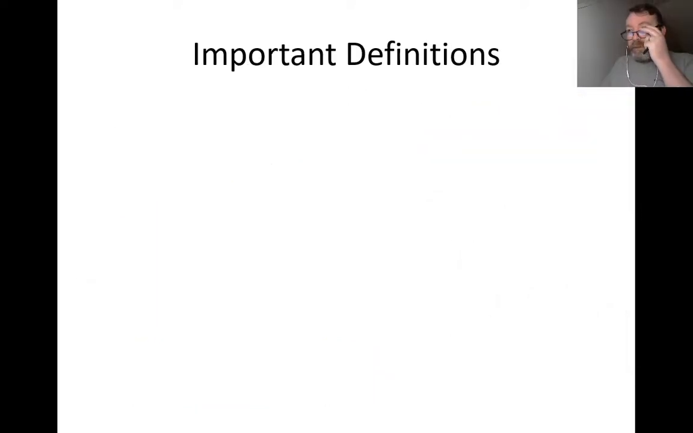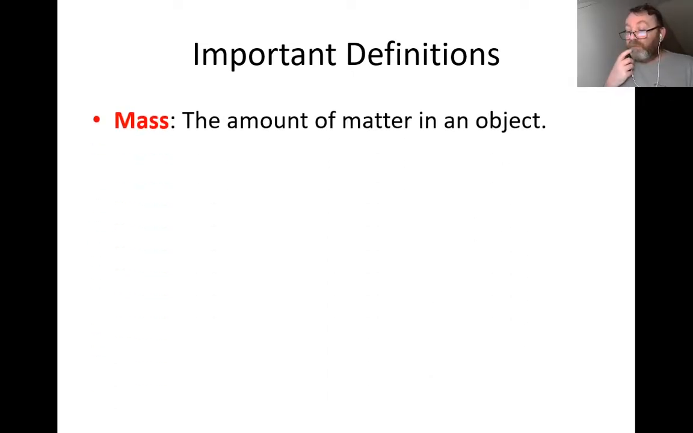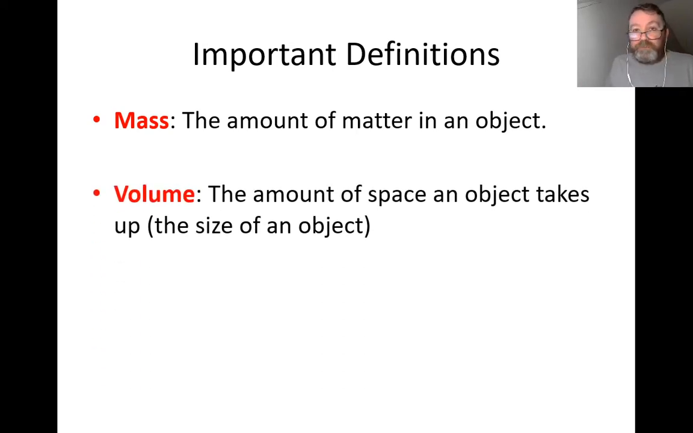So just to remember some important key definitions before we get into the actual bones of this thing. There are three words we have to know: volume, mass, and then density. If we don't understand volume and mass, then we can't understand density, because density is the relationship between volume and mass. So what's mass? The amount of matter in an object. The more matter in an object, the heavier it's going to be. So mass is related to weight. Volume is simply the size of the object. The bigger the volume, the bigger the object. Simple as that.